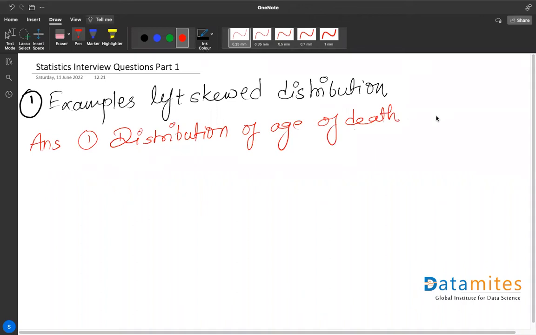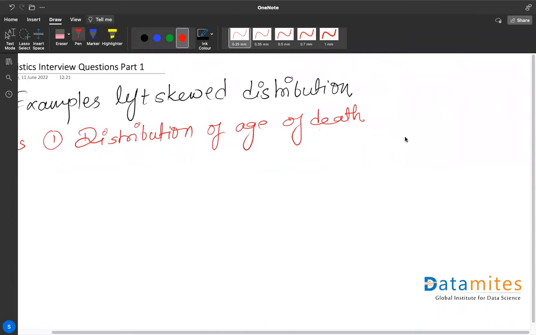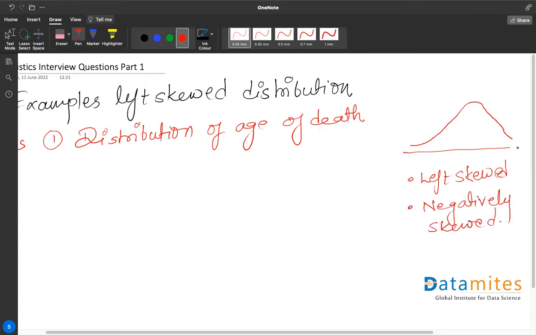First of all, you should understand what is left skewed data. A left skewed distribution is a distribution like this, which has skewness on the left side. This is called left skewed data, or also negatively skewed data. If I consider ages, usually if we take the death rate of India, the age is usually 70, 80. This is the life expectancy of Indian people.